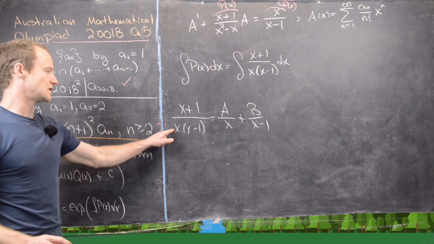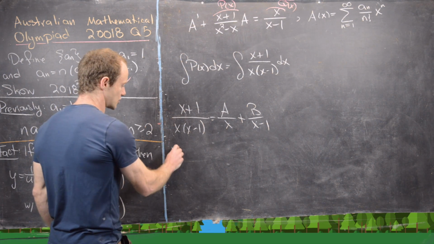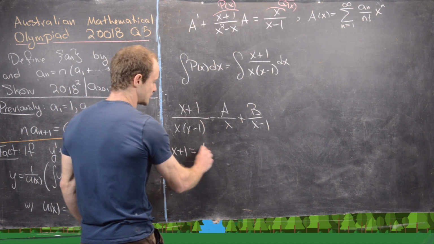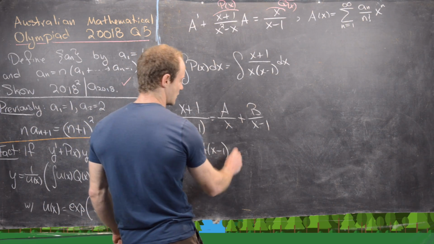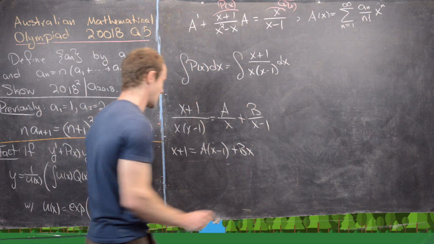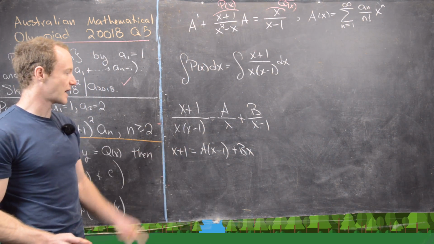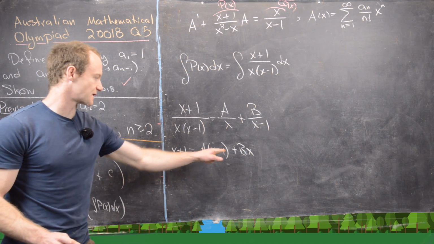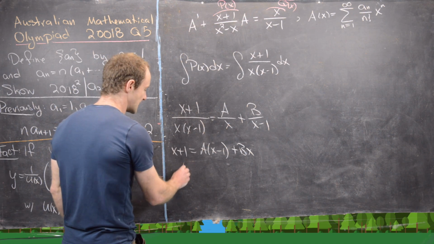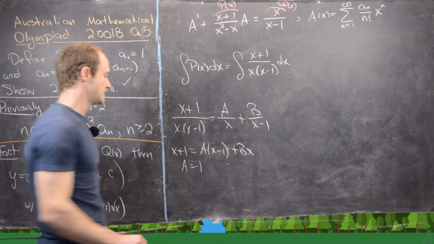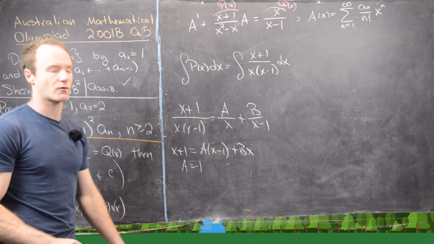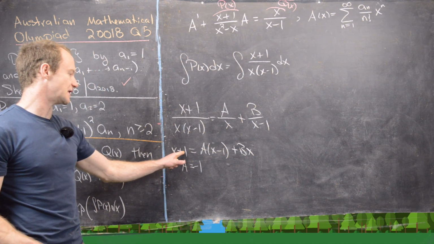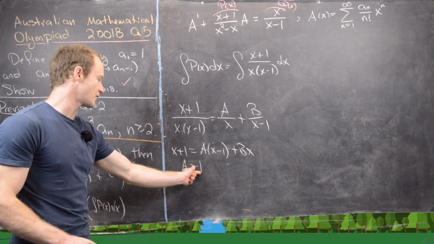Let's go ahead and multiply by that denominator in order to clear the fractions. That gives us a times x minus 1 plus b times x. Okay, now notice that if you look at the constant terms on both sides of the equation, you get a equals negative 1, because the only constant term on the right hand side is negative a. That has to be equal to 1, so a equals negative 1.